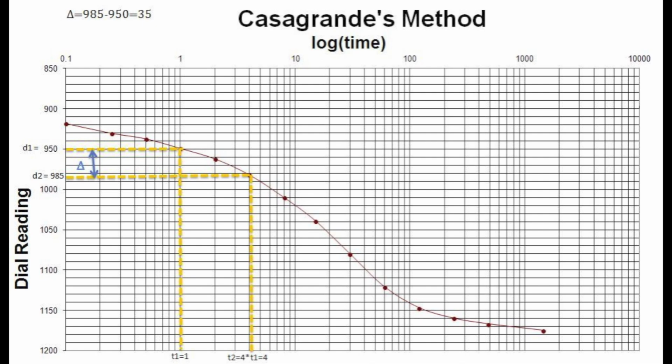First, we need to find D0, the corresponding deformation at time 0. Since there is no 0 on a log scale, we assume the same parabolic distribution that we already see within the early portion of loading.